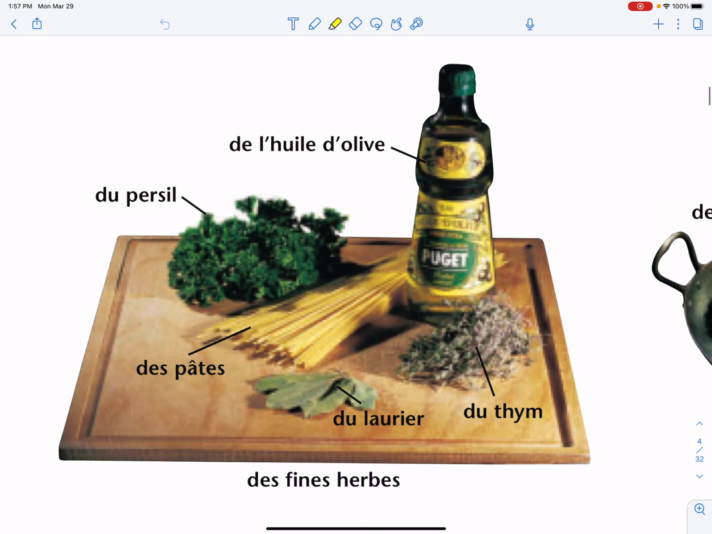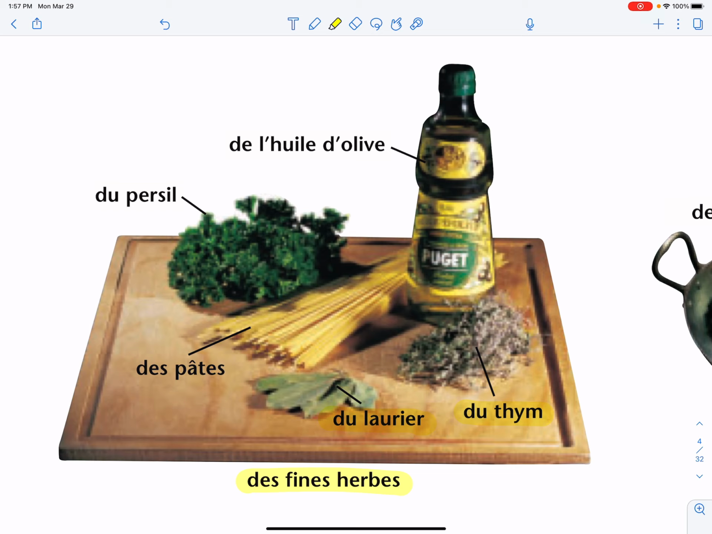We have some herbs, and it says des fines herbes down here. Of course, everything on this cutting board is not actually an herb, but different things you'd use for cooking pasta. So des fines herbes are your herbs. Starting with the ones that really are herbs, we have du thym, thyme, du laurier in the middle there.